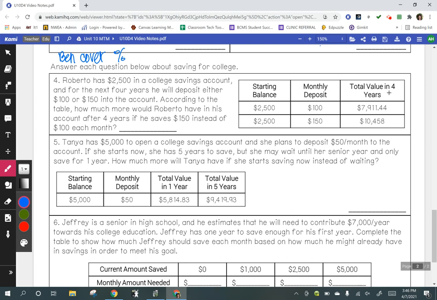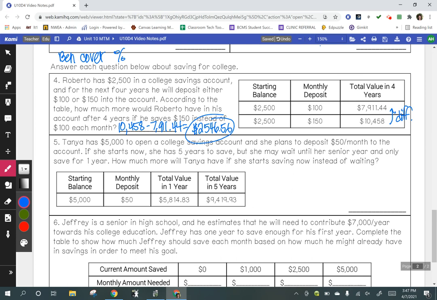So what do you think you're going to do here? I hope you're not overthinking this. All I have to do is find the difference between these two numbers. So all I'm going to do here is $10,458 minus $7,911.44. And when I do that, I get $2,546.56. And that's how much more he will save by just dumping in an extra $50 every month.